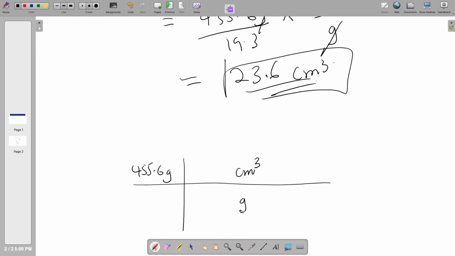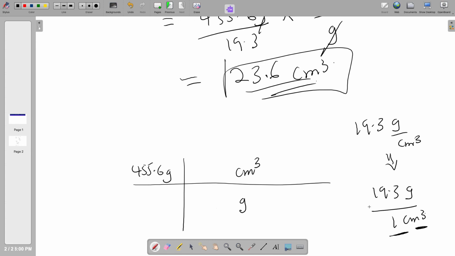Okay, so as you've seen, this is our density flipped, cubic centimeters and then grams. So our density is 19.3 grams per cubic centimeter. Another way of writing this number is to say 19.3 grams over 1 cubic centimeter. So as you can see, 1 goes with cubic centimeters and 19.3 goes with grams. So since we have grams here, we'll put 19.3 here, and then 1 goes with cubic centimeters, so we'll put 1 here. Then we'll close our table.